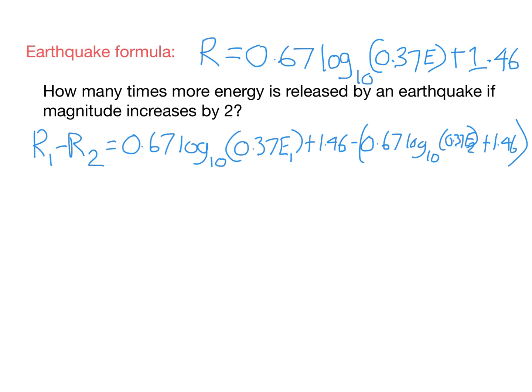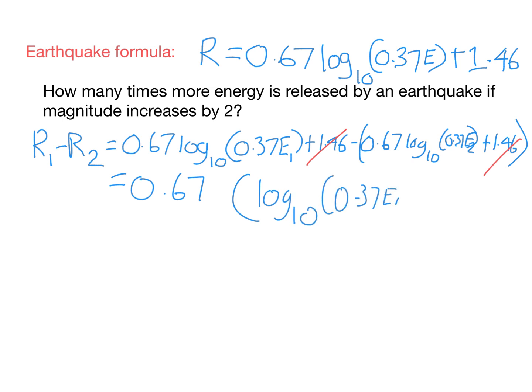So I can simplify this. First thing I can do, I have 1.46 minus 1.46, so they cancel out. Now I have a common factor of 0.67, so I will write that out the front. And then I have log 10 of 0.37E1 minus log 10 of 0.37E2.